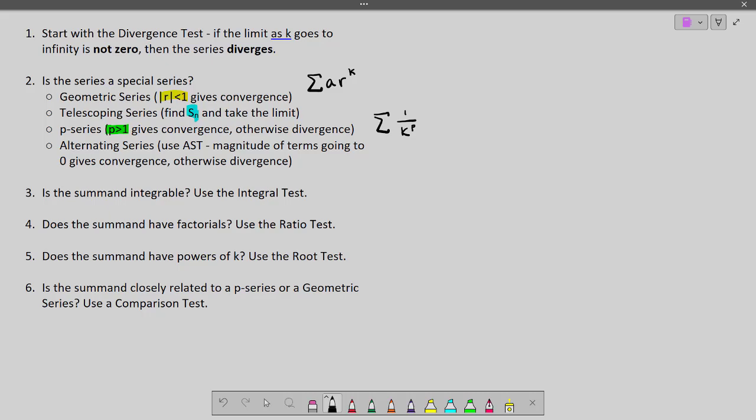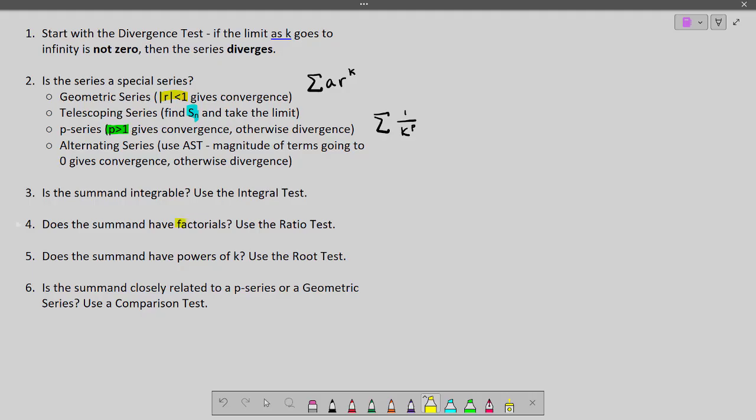So if we recognize one of these 4 special series that have names to them, then we're going to go for that. If not, then the next thing is that we look at the summand, and we ask, is it integrable or not? Does it have an antiderivative? Does it look like we can integrate it easily? If so, the integral test is a good choice.